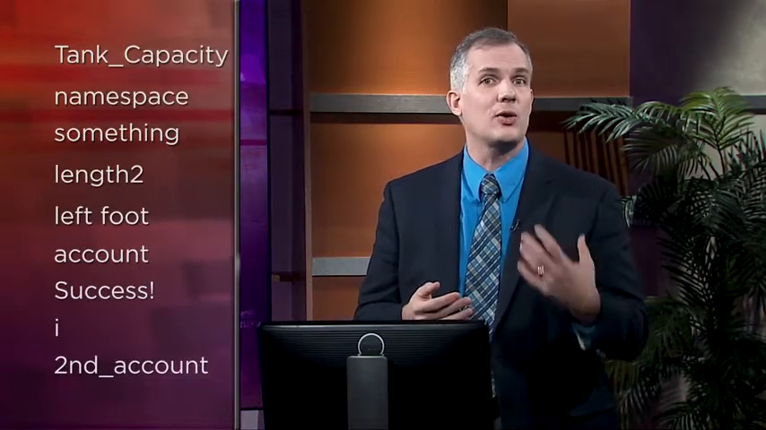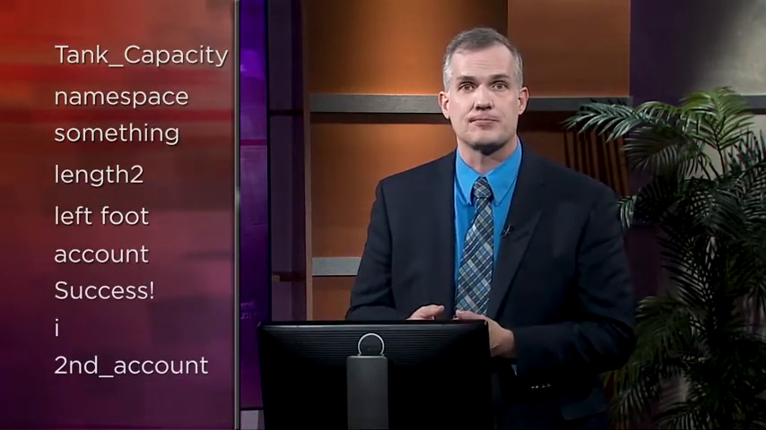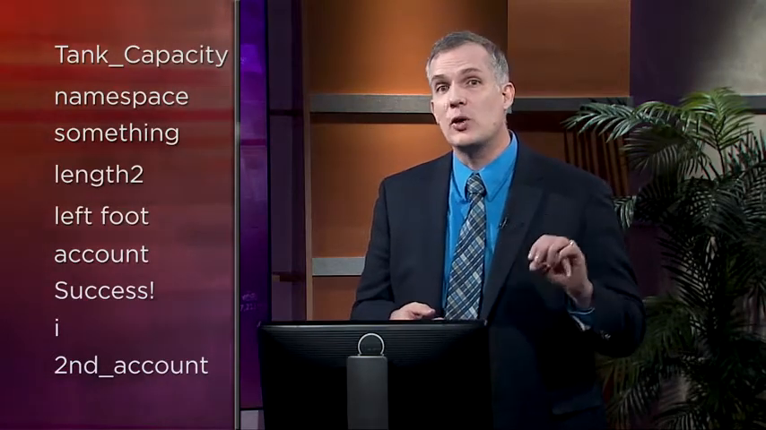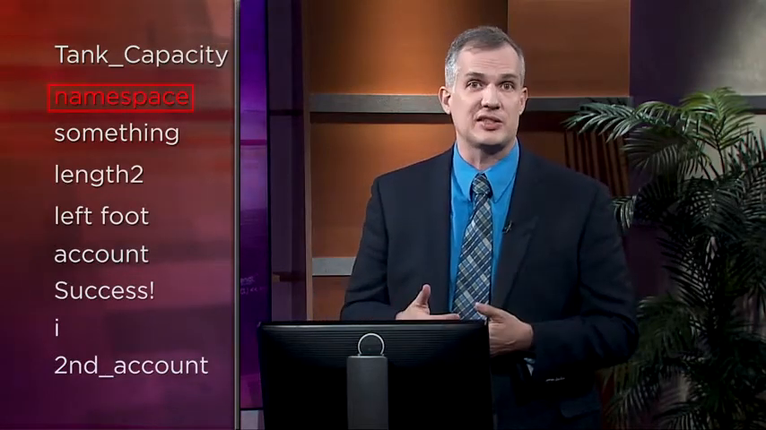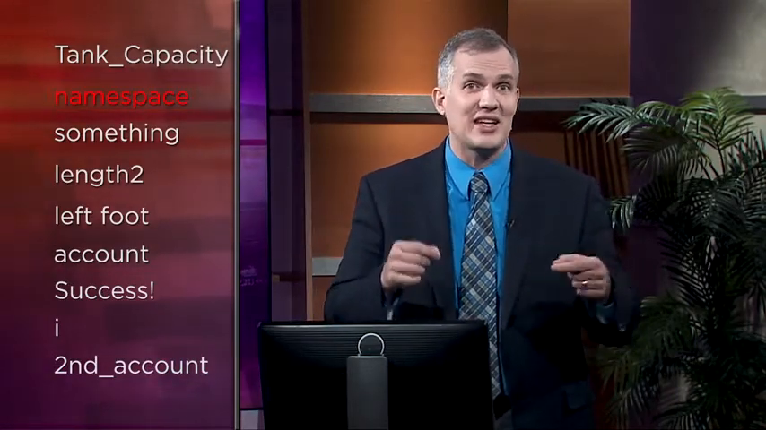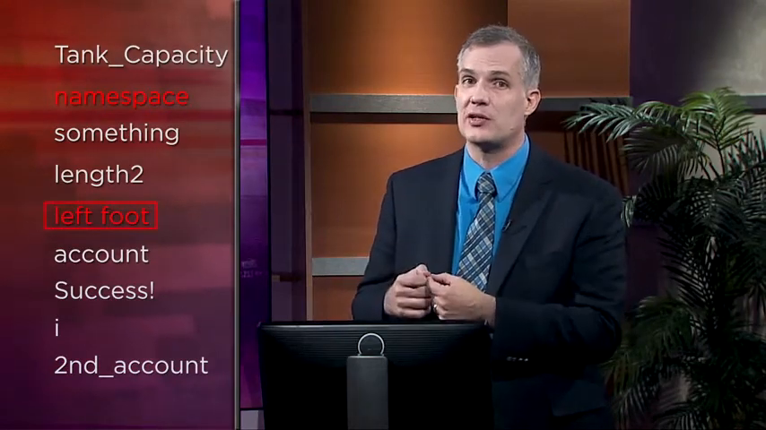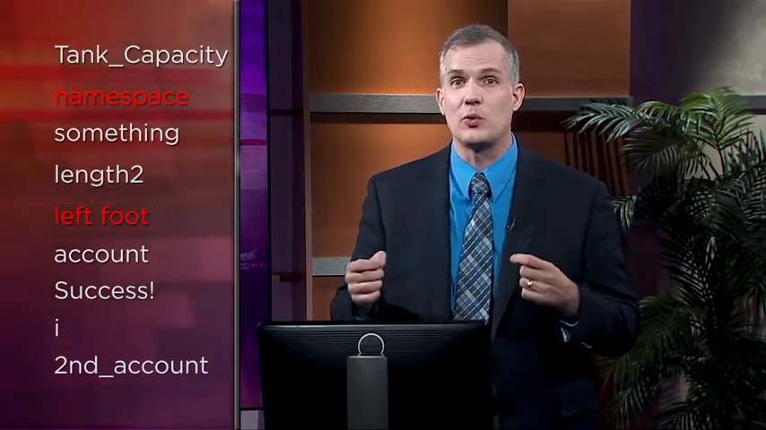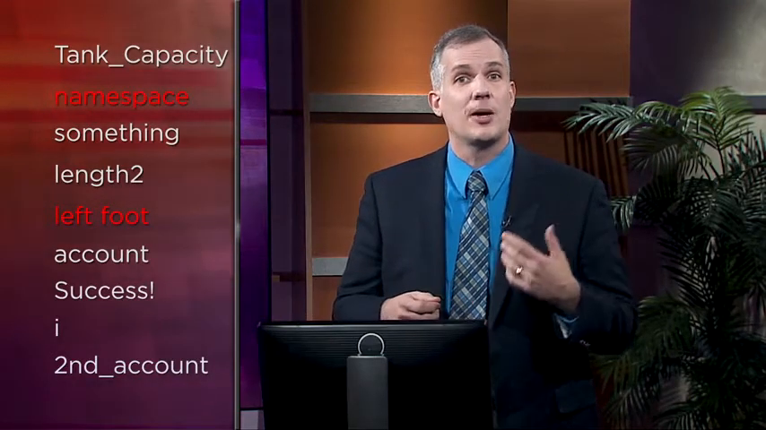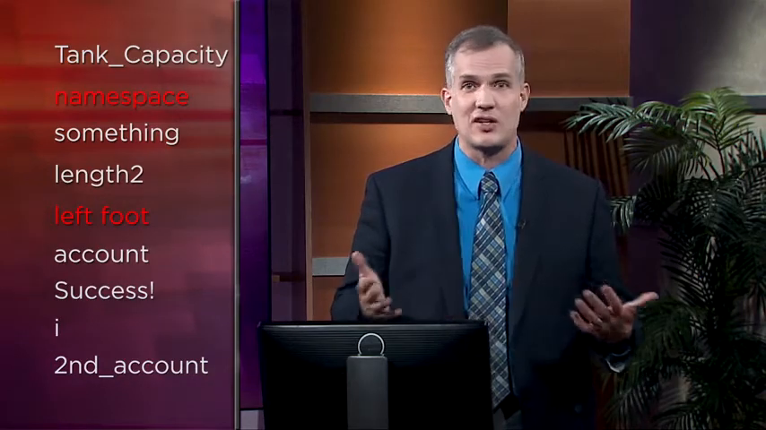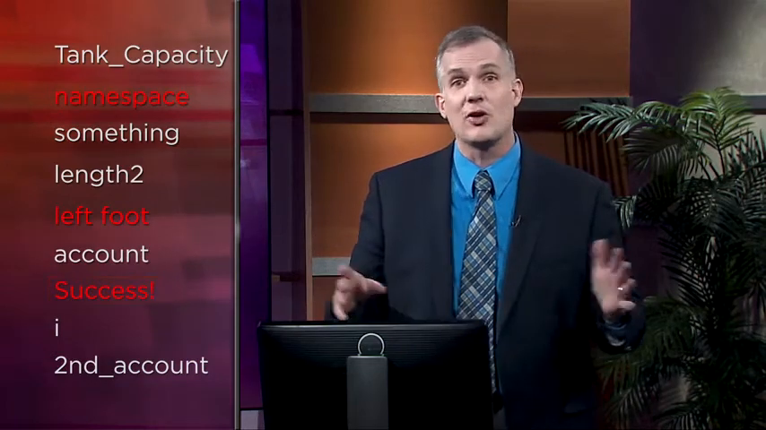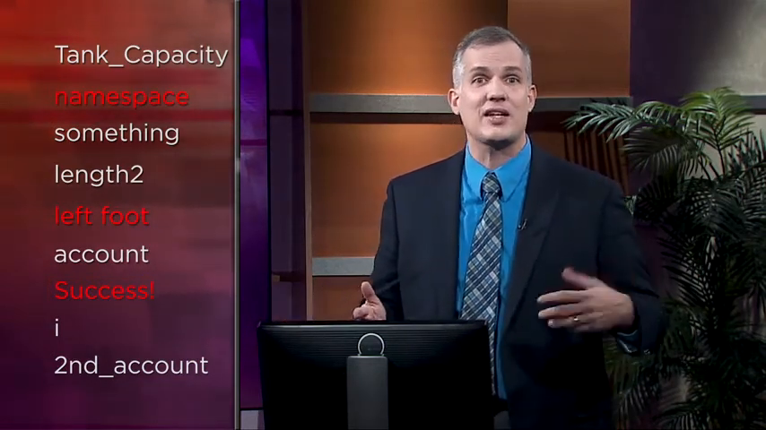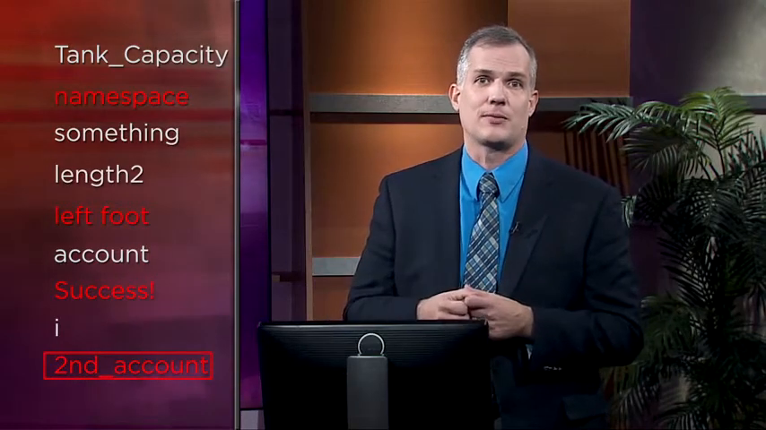Okay, let's do a quick exercise. Which of the following would be okay to use as variable names? A few of these are not valid names. You cannot use a reserved keyword like namespace. You can't have a space in a name, so left space foot is not allowed. You need to use underscore if you want separate words. A punctuation mark such as exclamation point is not allowed in a name. So success exclamation point is out. And no, names can't start with a number, so we can't have second underscore account.